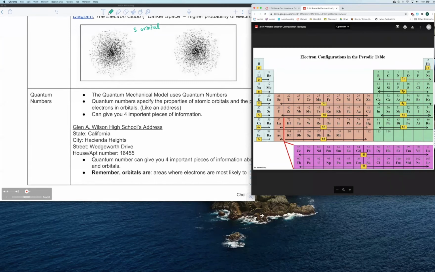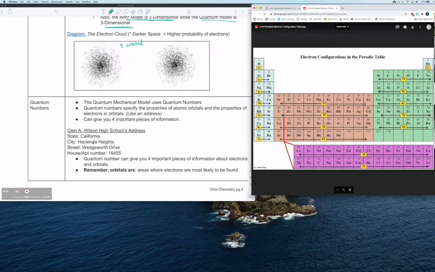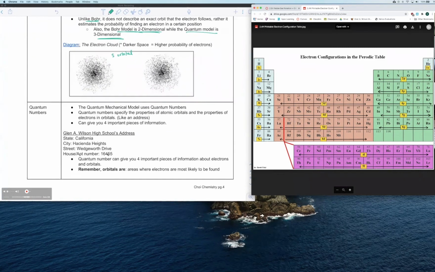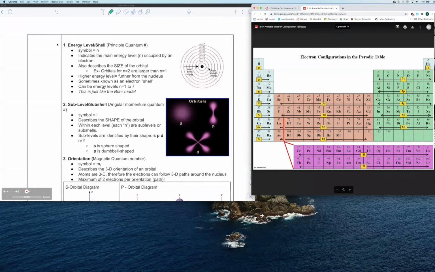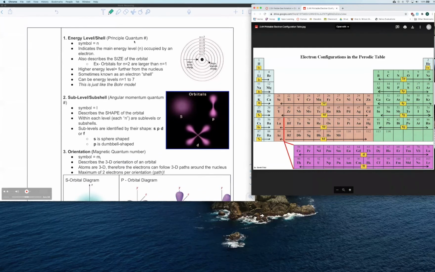So in the same way, the quantum mechanical model will give you 4 different pieces of information, and each of them is going to be more and more specific about where the electron is. So the first quantum number is known as the energy level, and that's the principal quantum number. And this is one we already know, right? Basically, it tells you how far the electron is from the nucleus. So energy level 1 would be closest to the nucleus. Energy level 7 would be furthest from the nucleus.